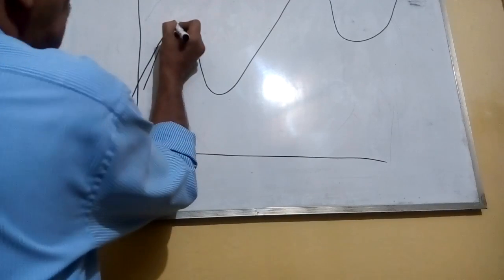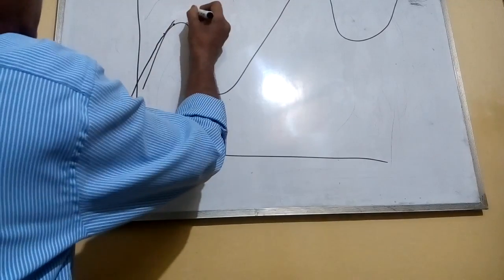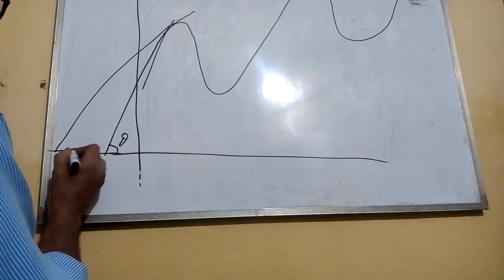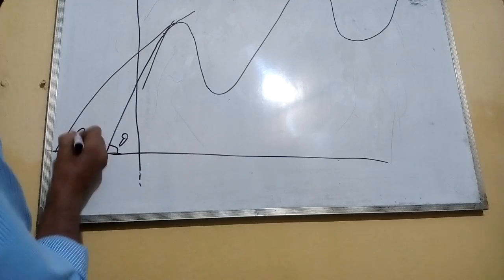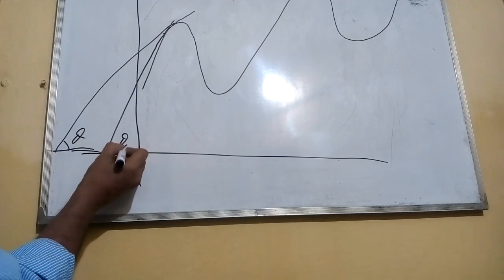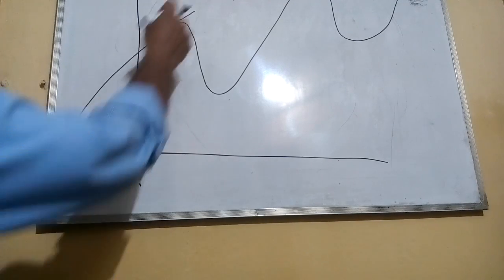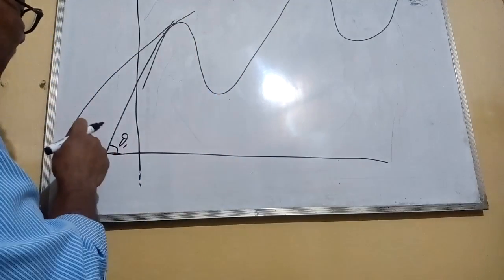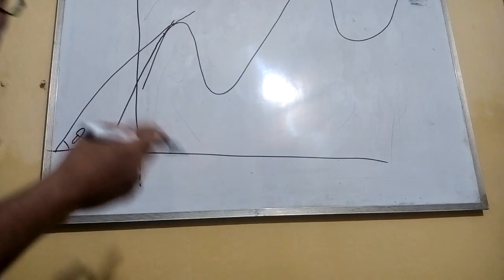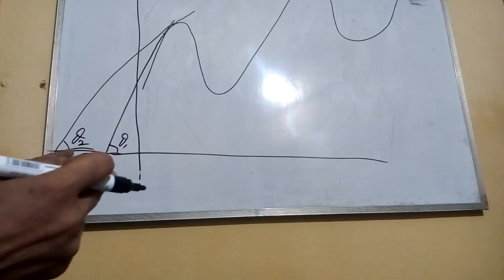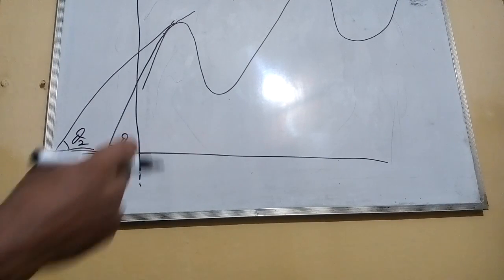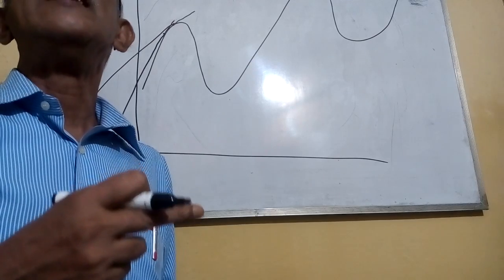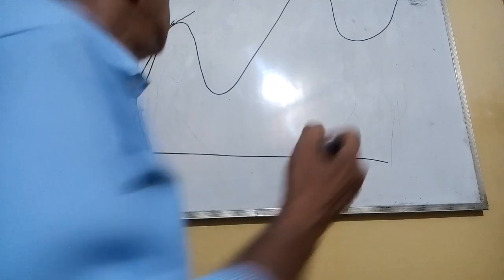Here, if we draw the tangent again, we will get a theta where tan theta is positive. Again here also we can say that tan theta 2 is positive. It is an acute angle, so tan theta is positive. So dy/dx is positive. Again it indicates that the function is increasing.